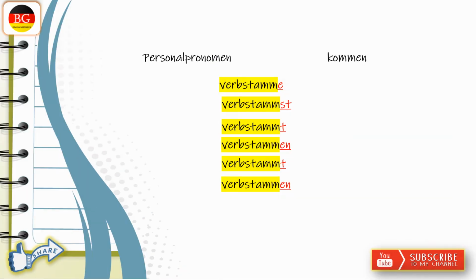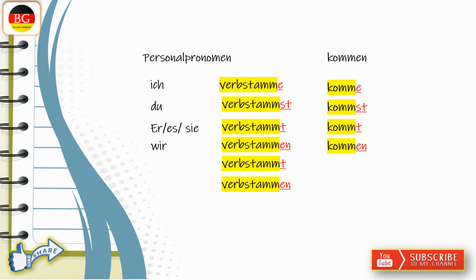Now let's see the verb conjugation of the verb kommen. For ich, it is komme. Du kommst. Er, es, sie kommt. Wir kommen. Ihr kommt. Sie kommen. Now friends, you can see here the verb stem is not changing, but the verb ending is changing according to the personal pronoun or the subject.